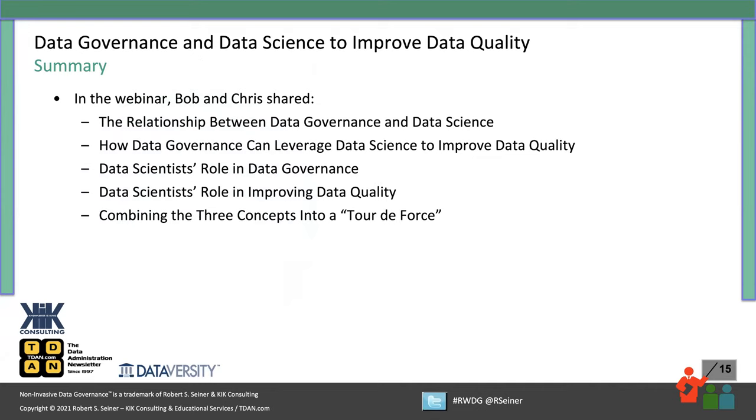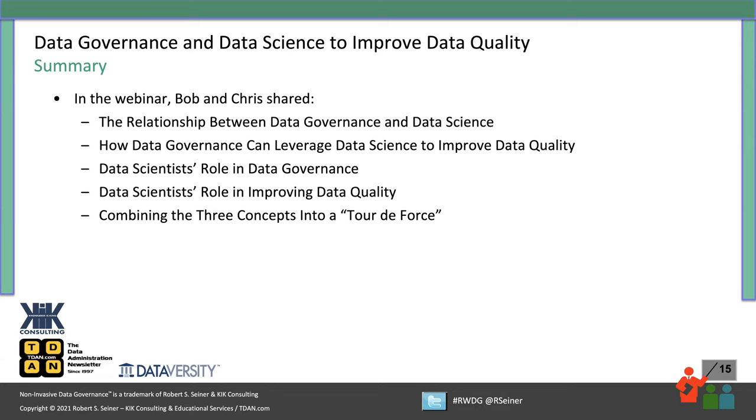Just real quickly, what we talked about today, we spoke a little bit about the relationship between data governance and data science and how important it is to make that relationship. We talked about how we can leverage data science to actually improve the quality of the data, and Chris gave several examples of ways that he has gone about doing that. We talked about partnership and where data scientists play a role in data governance. And Chris, that was a great example that you gave of the Jedi mind trick in governance and improving quality: get these folks to say, hey, we really need this, and let them think it was their idea. That is the way to be successful in organizations.